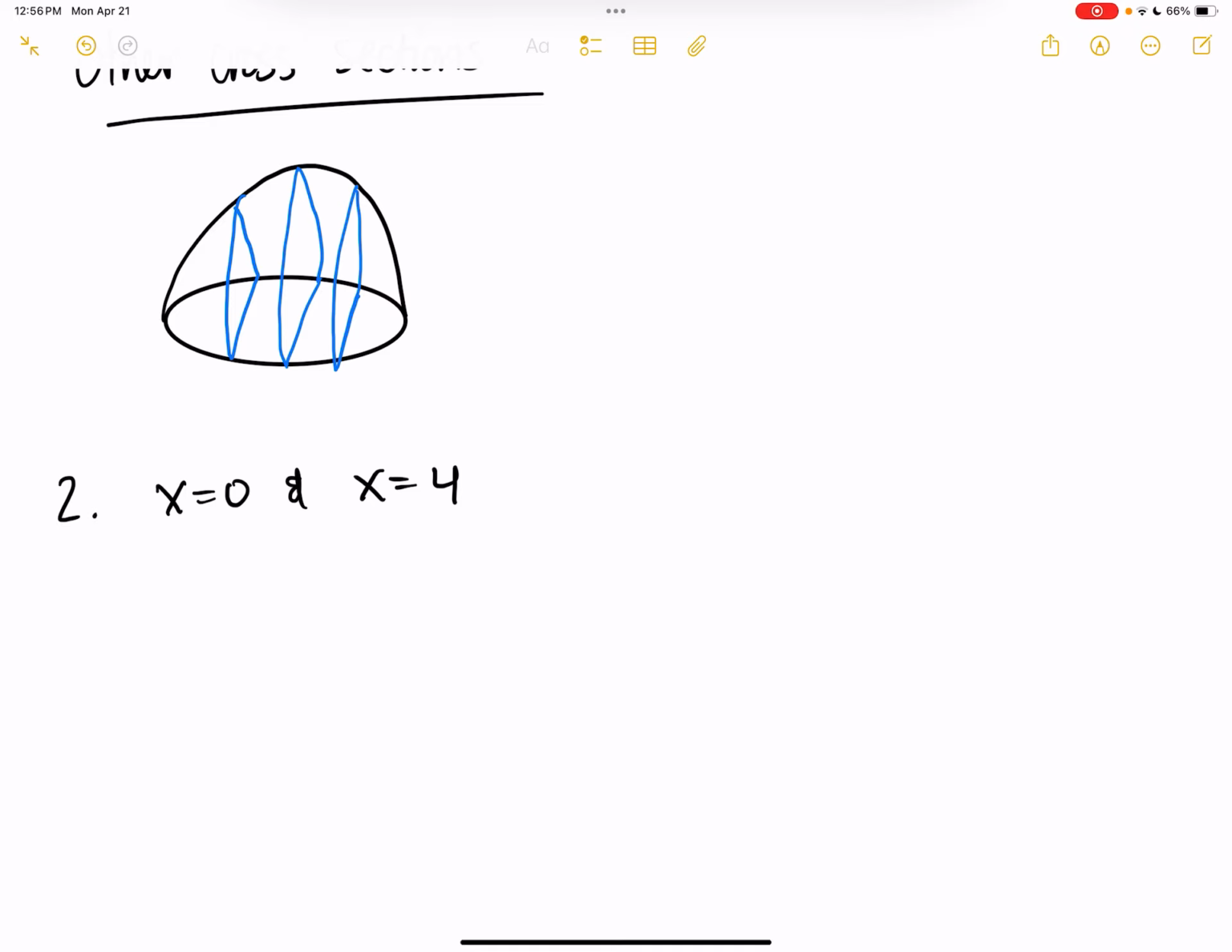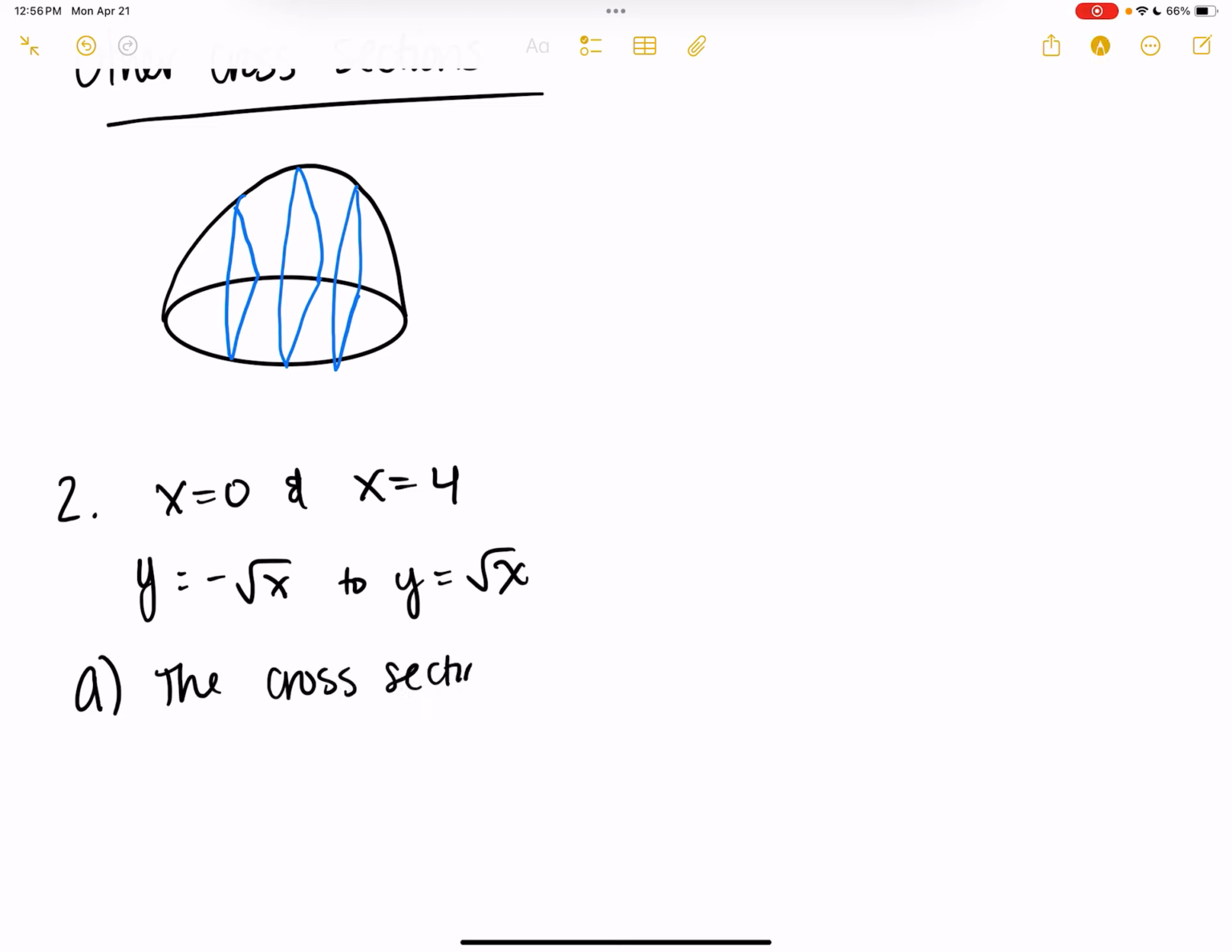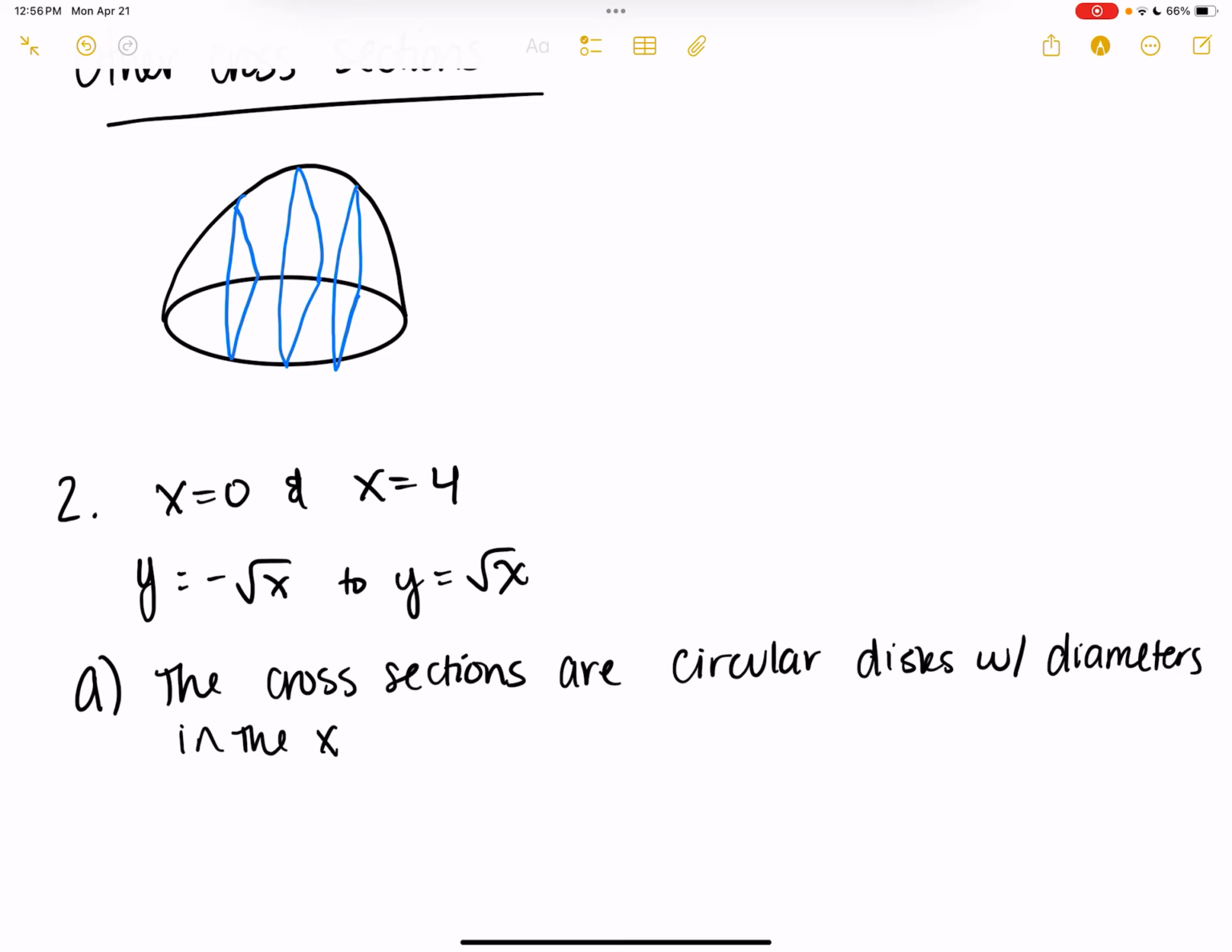The cross sections perpendicular to the x-axis between those planes run from y equals negative square root of x to y equals the square root of x. A. The cross sections, I should have specified this is a long problem, are circular discs with diameters in the xy plane.